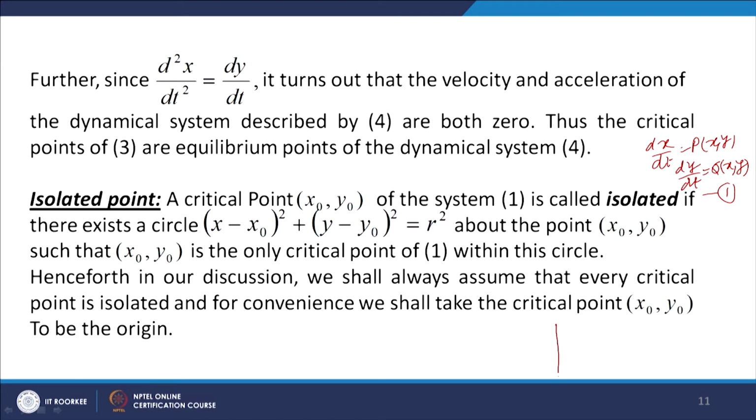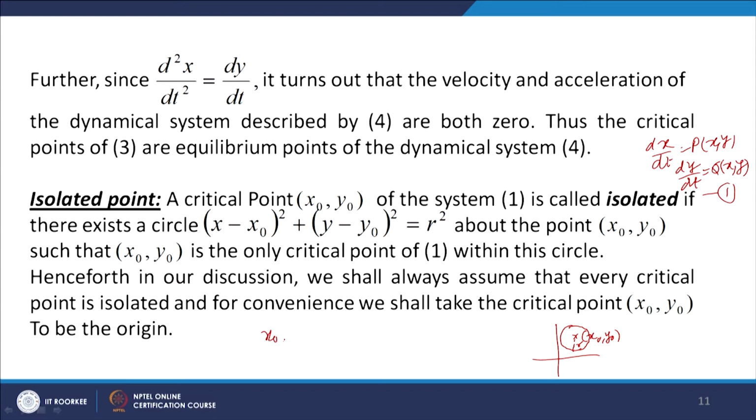So, this is say your point (x0, y0). We will call it an isolated critical point if we can find a circle with center at (x0, y0) of radius say r such that inside this circle there is no other critical point. Now, henceforth in our discussion let us assume that every critical point is isolated, and for convenience we shall take the critical point (x0, y0) to be the origin.